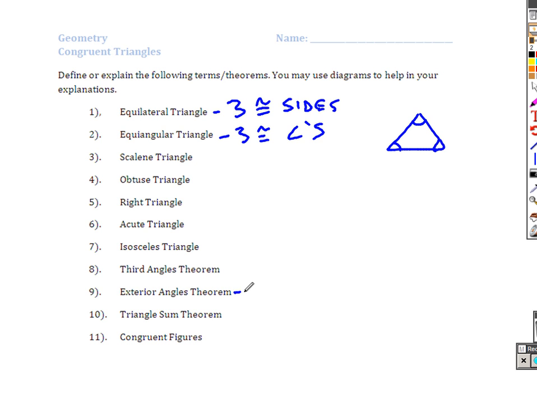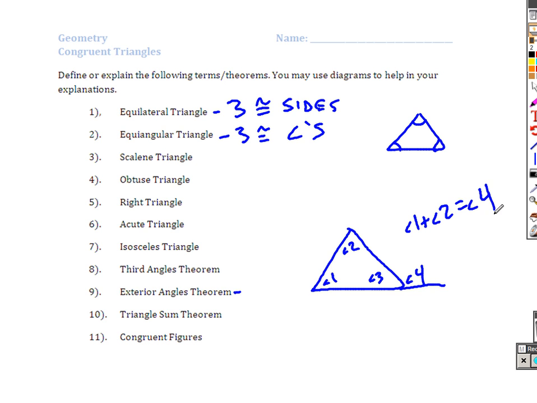Especially something like number 9, exterior angle theorem. That would be kind of tough to fully explain. So maybe it would help if you were to draw a picture, draw an extended angle, call them angle 1, angle 2, angle 3, and angle 4. Then you can say angle 1 plus angle 2 equals angle 4, and that's what the exterior angle theorem is. Something like that, whatever it takes to help you answer your problem. I just need to be able to know that you understand what we're talking about here.